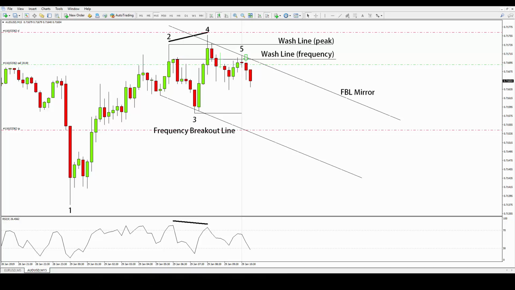Thinking in fractal flow terms, we have a simple reversal divergence happening between highs 2 and 4. In number 5 we have the appearance of a fractal candle pointing downwards. The interesting thing here is that the high of this small fractal candle is touching our wash line based on the frequency of the tails along high number 2.